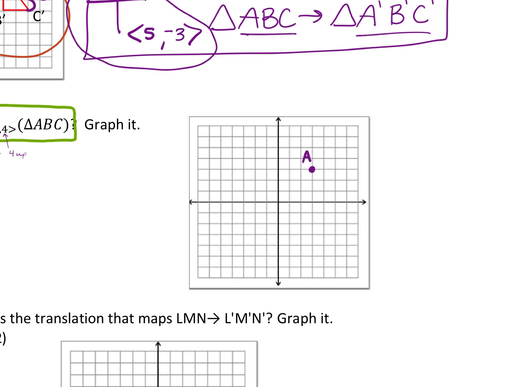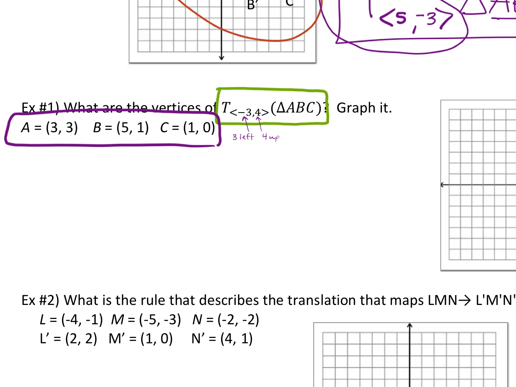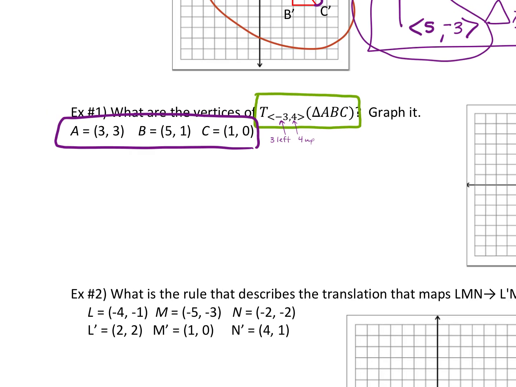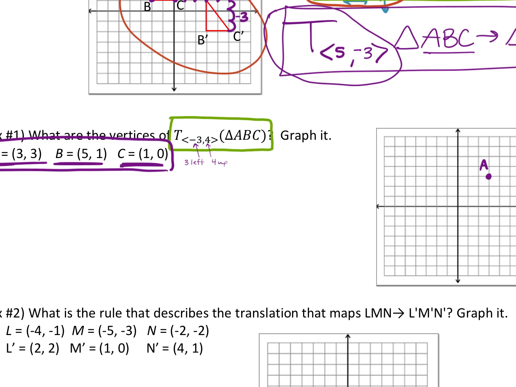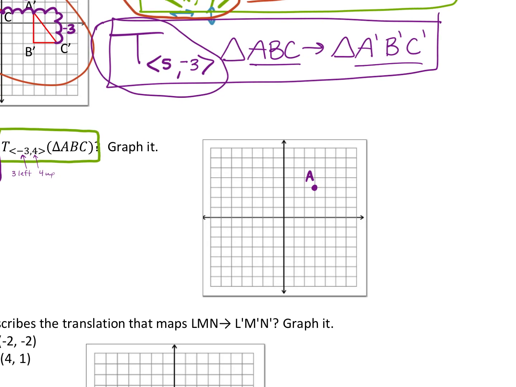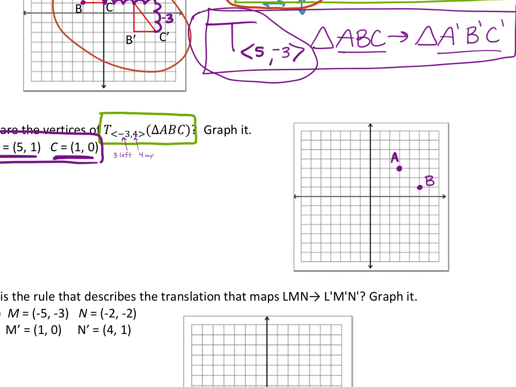I'm plotting these points right now. I'm plotting the original triangle ABC. So 3, 3 is A, then 5, 1: 1, 2, 3, 4, 5, 1. That's B. And then our C is at 1, 0.